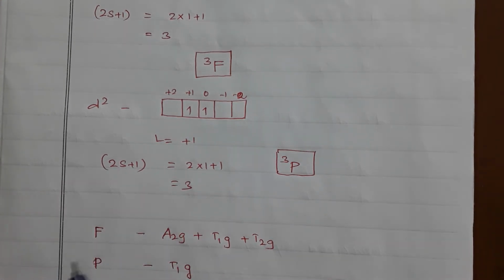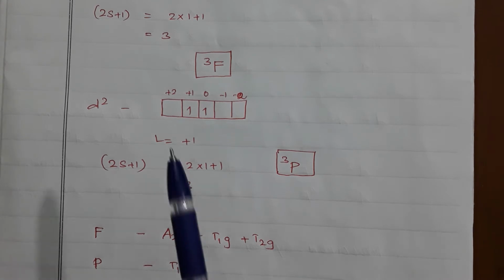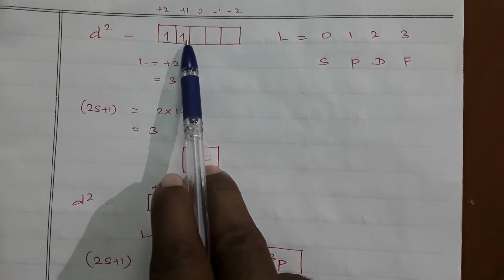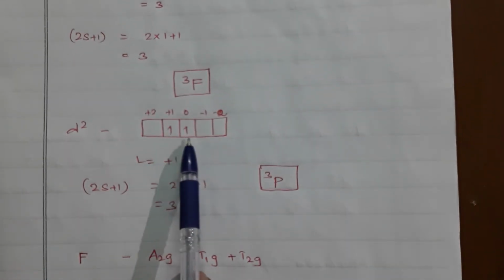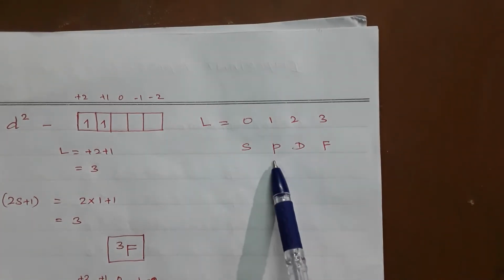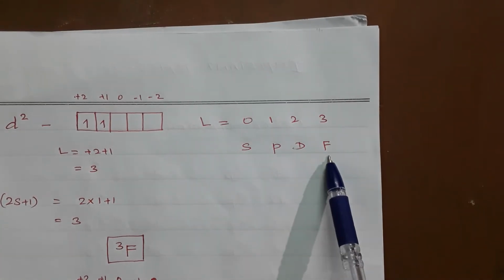In the previous video we discussed the term symbol. At that time I told you that we have to excite the electron without giving a gap. Here we have excited the electrons. Previously it was in 2 and 1, but now it is in 1 and 0. Now the L value will change. The L value is 1. From the term symbol, if it is 1 it is P. If it is 3 it is F. So we have a P term.